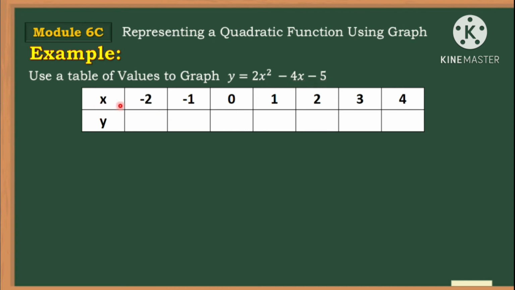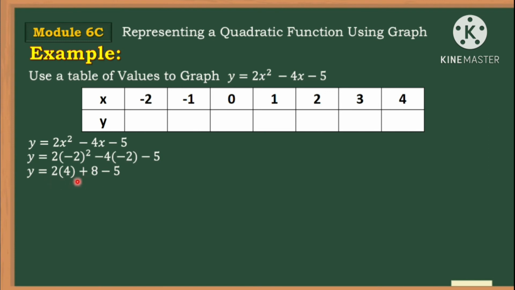So we have here, if x is negative 2, negative 1, 0, 1, 2, 3, 4. So we're going to find the value of y using this function, the y is equal to 2x squared minus 4x minus 5. So if x is negative 2, so yung x, pinalitan mo ng negative 2, sinubstitute natin. Dito, i-square natin ito, negative 2, so multiply by itself. So negative 2 times negative 2, positive 4. Negative 4 times negative 2, positive 8.